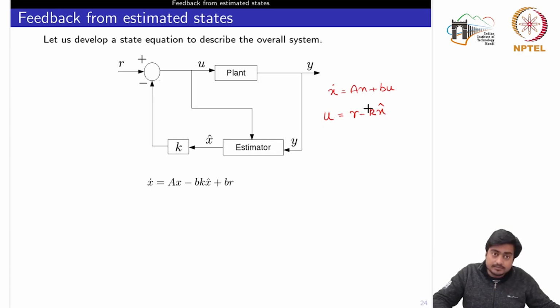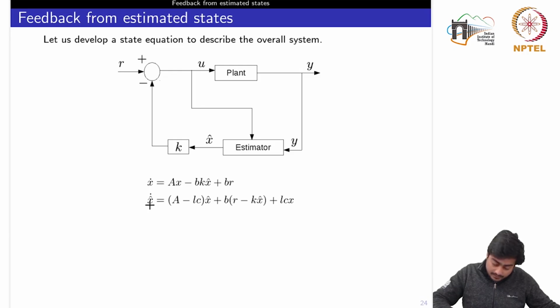Now if I combine these two equations, I would get this one, x dot is equal to Ax, and putting u as r minus K x hat here, I would get Br minus BK x hat. Okay. Now the second equation is basically the estimator, where we have x hat dot is equal to A minus LC times x hat plus Bu. Now here we have also replaced u by r minus K x hat, and the last term is Ly, or we can write y as Cx. Okay, so you can see this is the plant plus controller, and this one is your estimator.